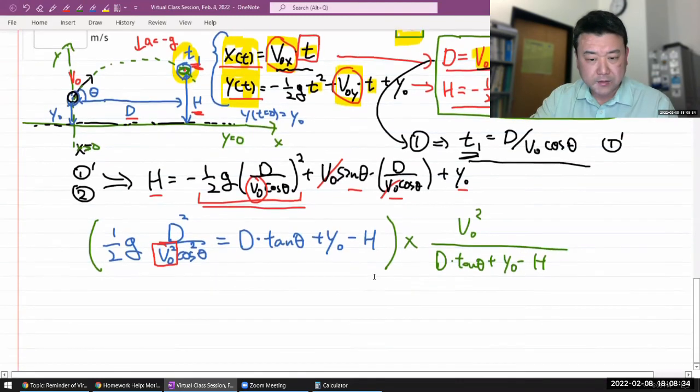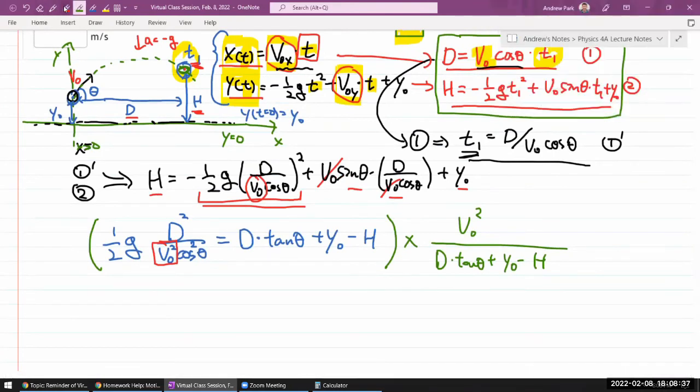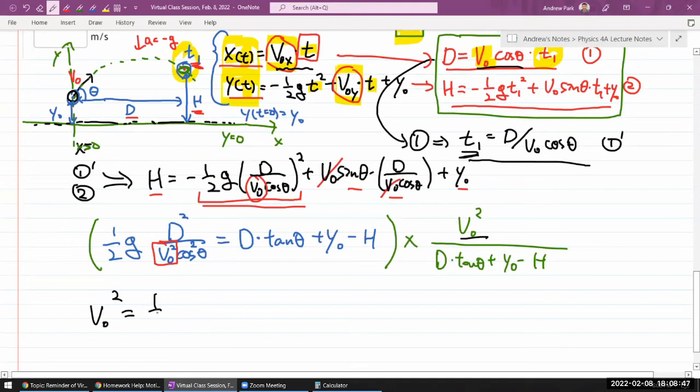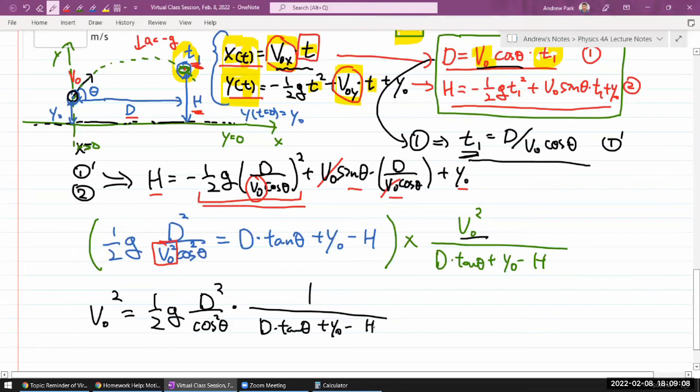So let me write out the simplified expression. I'm going to write the right-hand side first. So that'll be V naught squared. V naught squared is equal to, and what was my left-hand side, which will be 1/2 g d squared over cosine squared theta. That's what I had here, V naught squared having been canceled, times 1 divided by this thing I'm dividing, d times tangent theta plus y naught minus h.